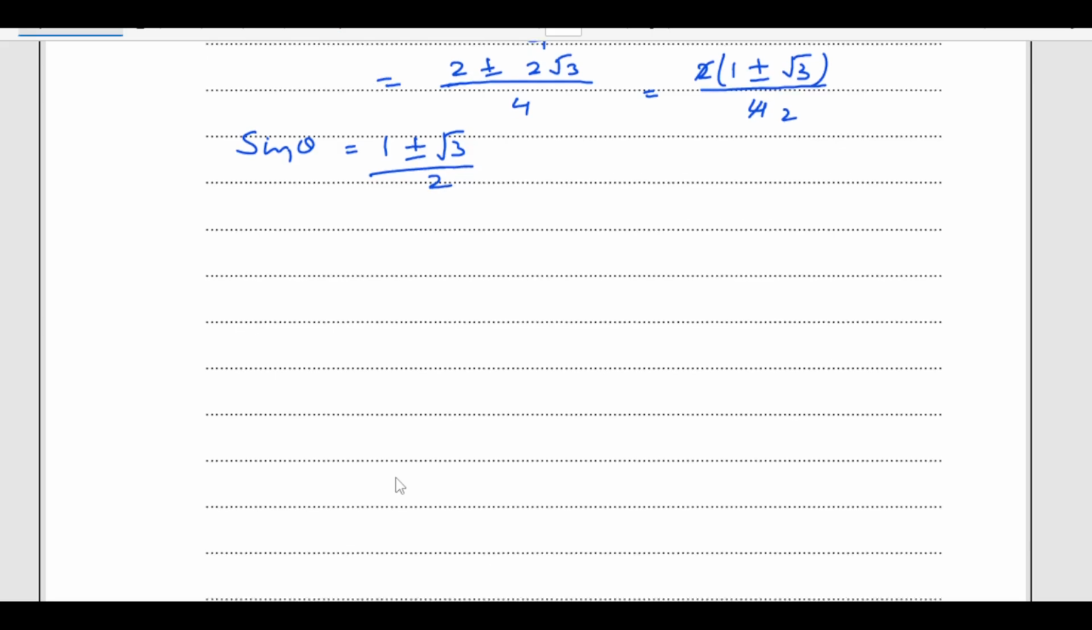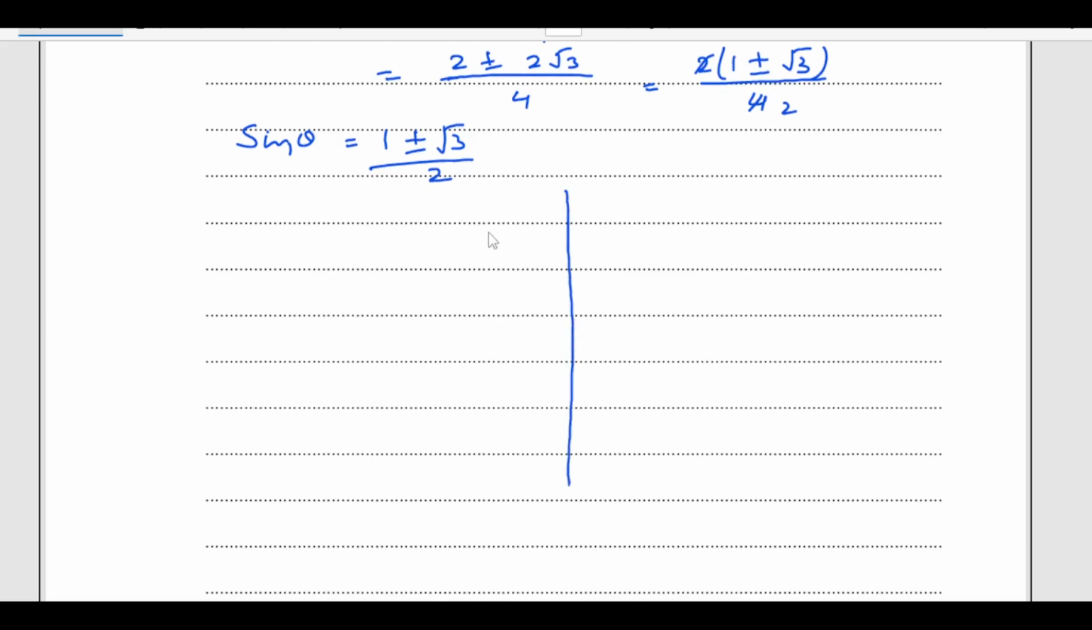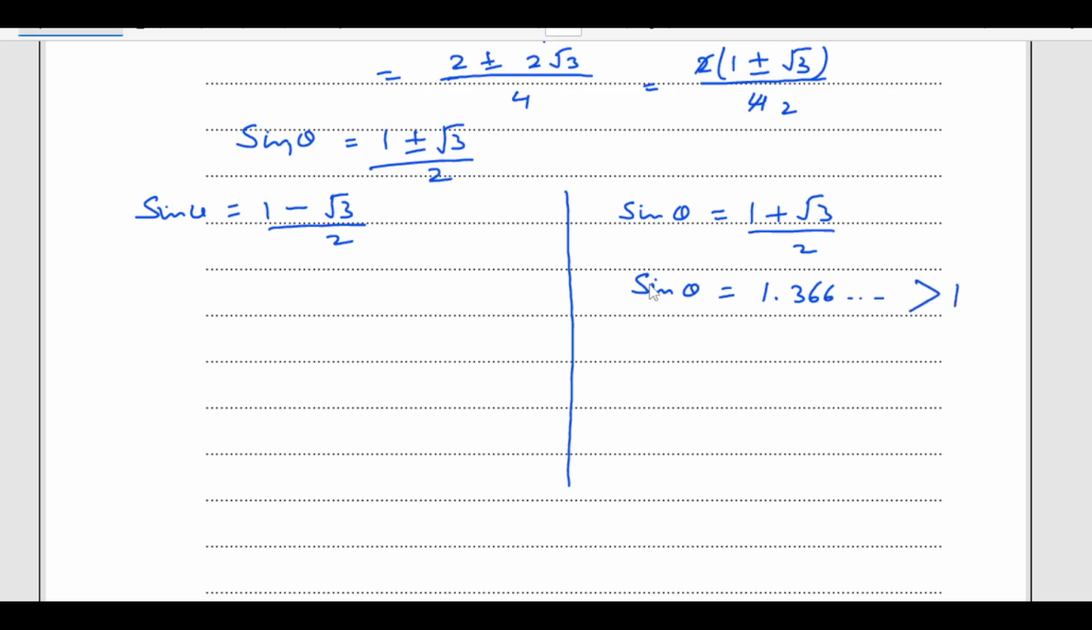Now we will take one by one, so I'll divide this into two parts. Sine theta is equal to 1 minus root 3 over 2, and sine theta, the positive value, 1 plus square root 3 over 2, right? When you calculate this one, this comes out to 1.366, which is greater than 1, so it's not possible. The value should lie between negative 1 and 1. So this is not possible, so we are going to reject this one. We will deal with only this side.